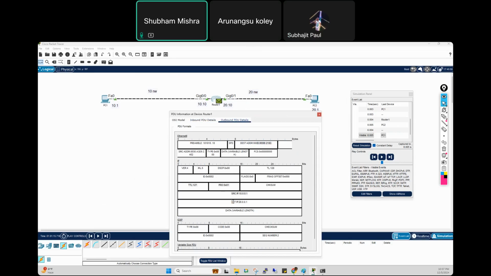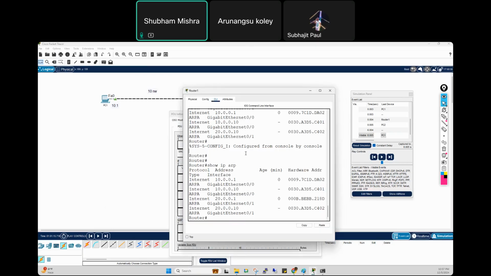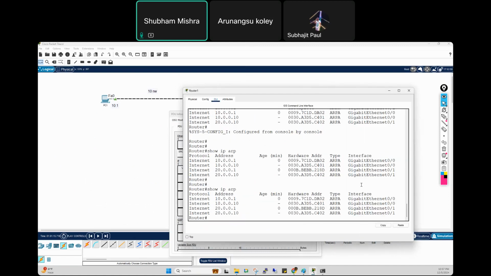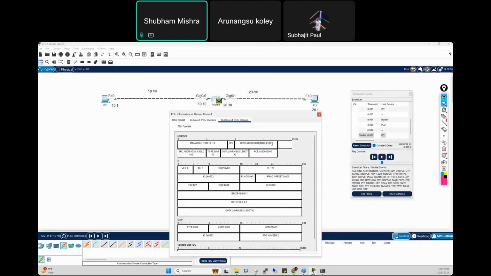What is the destination IP address? 20.1, right? Now ARP will say, let's open the ARP table. ARP checks the ARP table and tries to find, do we have 20.1? Yes, I have 20.1 and the MAC address is 218D. So ARP puts 218D here. Clear guys, everyone?